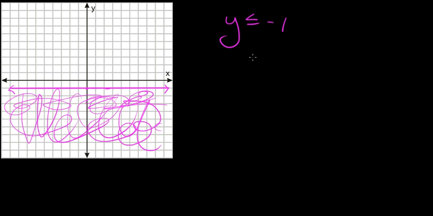I test 0, 0. Is 0 supposed to work? Is 0 less than or equal to negative 1? No, it is not. So 0 is not supposed to be shaded, and sure enough, it's not.